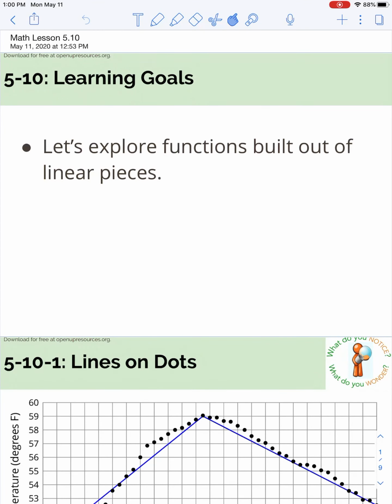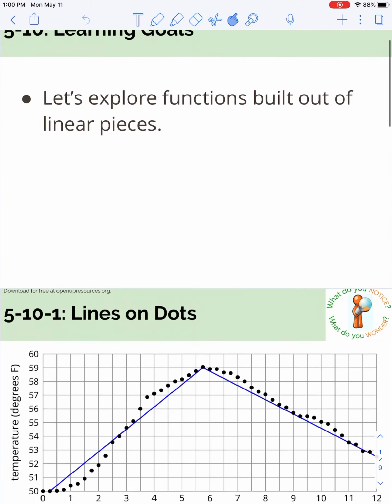Hello and welcome to lesson 10 of unit 5, which is the last lesson before we take, I guess, a mid-unit quiz, test, sort of a quest again, which will most likely be on Thursday, possibly Friday. We'll see how this goes. Okay. So pretty much we're doing the same thing. We're doing functions in graphs.